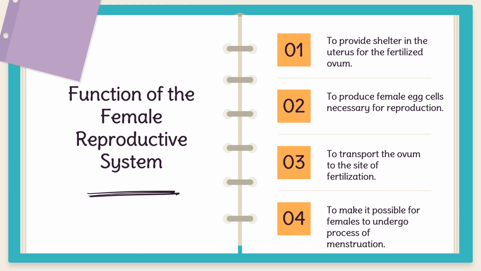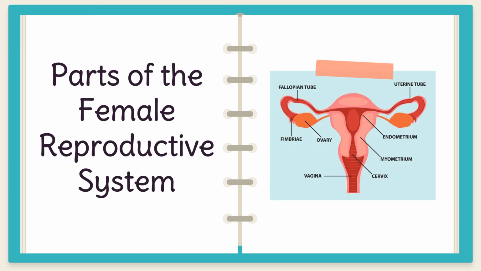Kasi pag ang isang babae ay nag-mens na, she is now capable of being pregnant. So, kapag nag-mens na ang isang babae, may chance na siyang mabuntis. Okay, so let us now go to the parts of the female reproductive system.